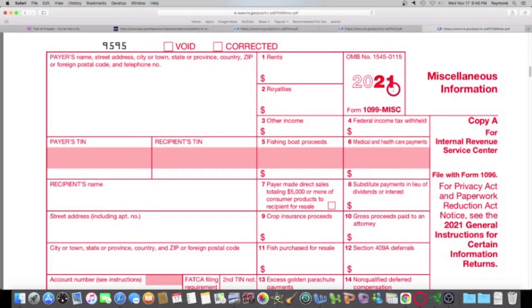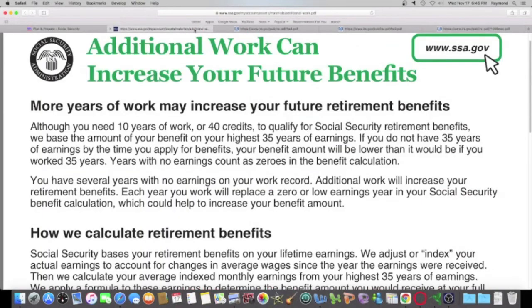Don't play with them. So that's how you know if you can get a Social Security check once you get older. This is what this form is stating. You got to work to get it.